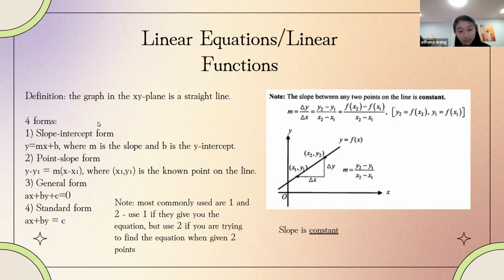But these are generally not given on the test. In the test, you will often see the general form and the standard form. In the general form, all the variables are moved onto one side, and this equals 0. In the standard form, you have ax + by = c, where c is a constant, a number. When you are given these on the test, always try to convert to the first 2 forms because those are easier to work with. And just remember that the slope is constant. This is a very important fact.